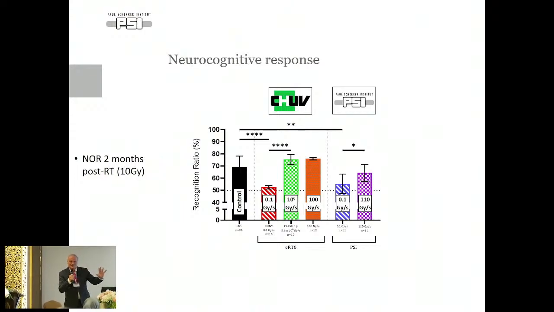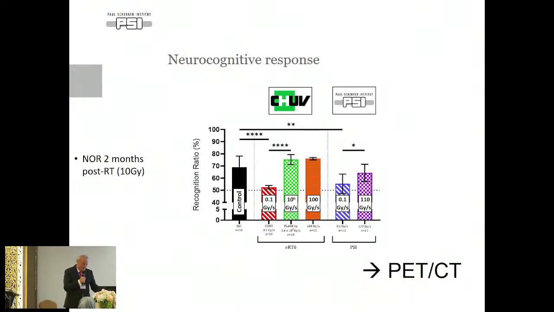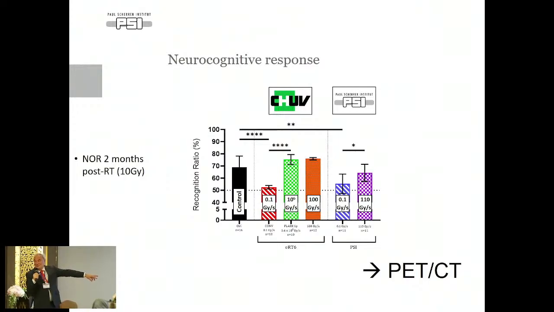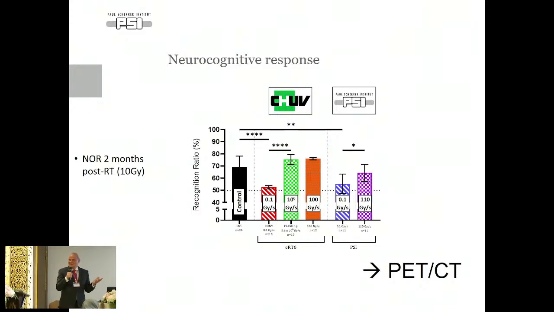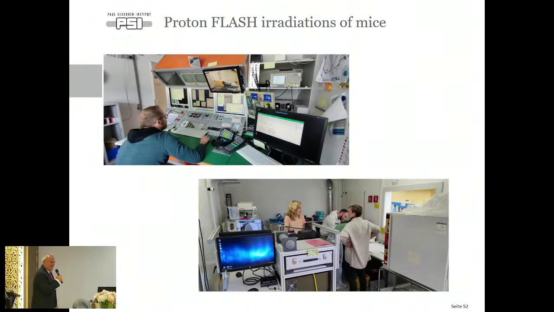Maybe we shoot on the side and then we don't really get an effect. So what can we do to check if we really irradiate the brain? And the answer is we need a PET CT for the mouse to check after the treatment if the brain has been irradiated. And luckily in PSI somebody had a PET CT that can be used for laboratory animals. So we invited them to join us.